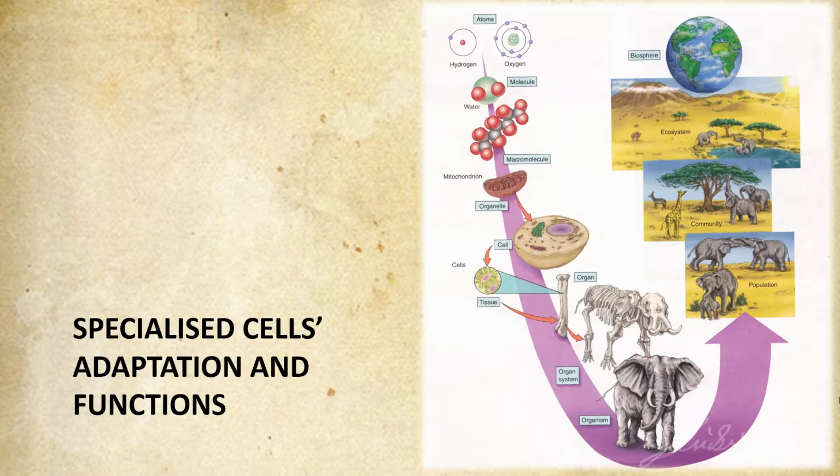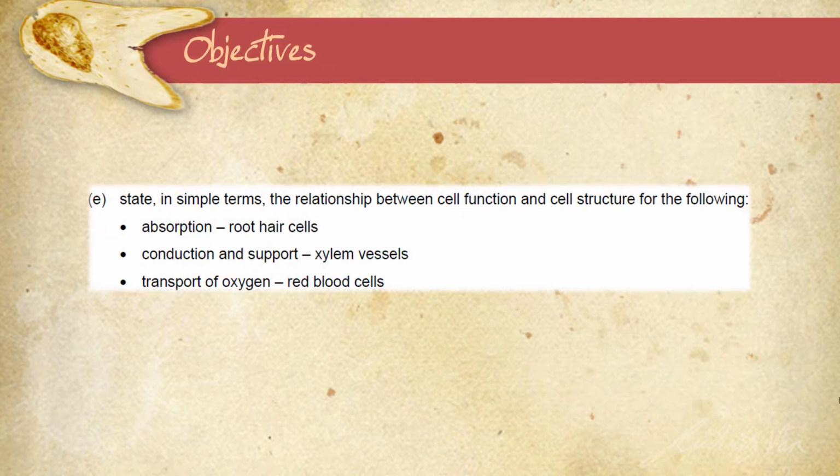While this might not be the worst video you watch on specialized cells and how their adaptation is related to their function, this is probably going to be the most disappointing because we are only going to go through 3 specialized cells because Cambridge says so. They are going to be root hair cell, xylem vessel, as well as red blood cell. Not in that particular order.